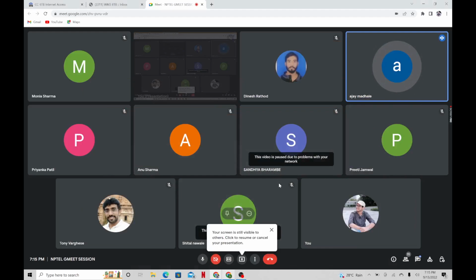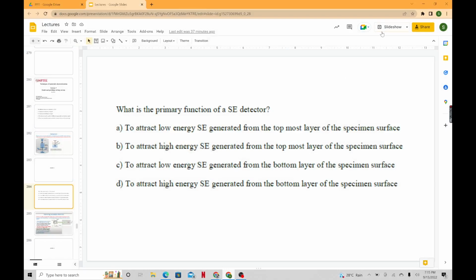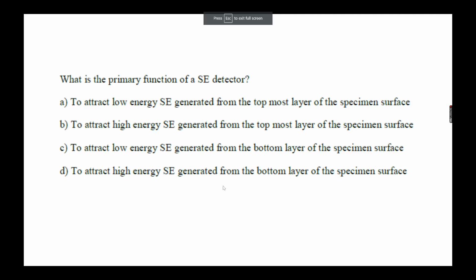I think it's A. Okay, A. So it is absolutely right. So I will also give the clarification for those who are not able to get it.